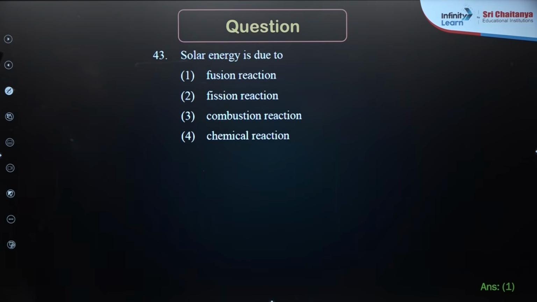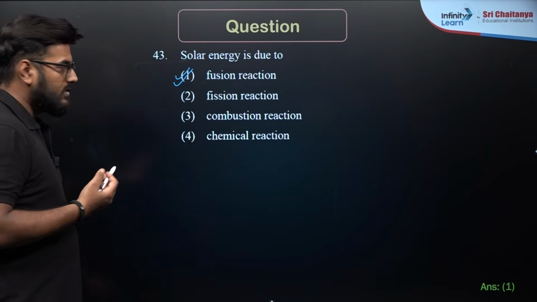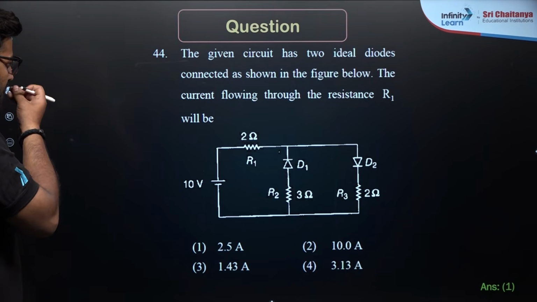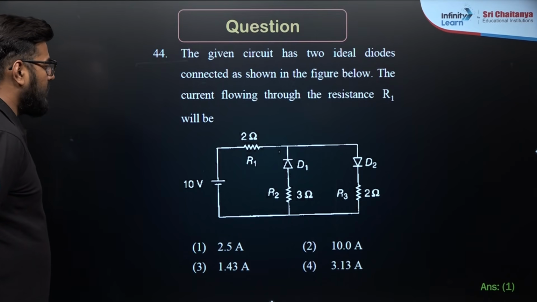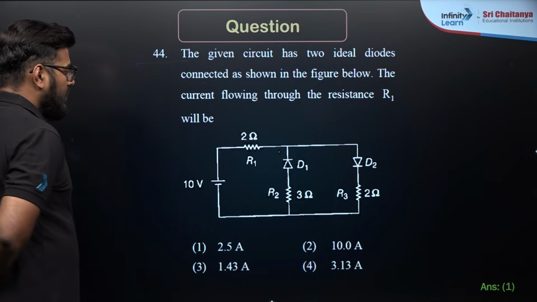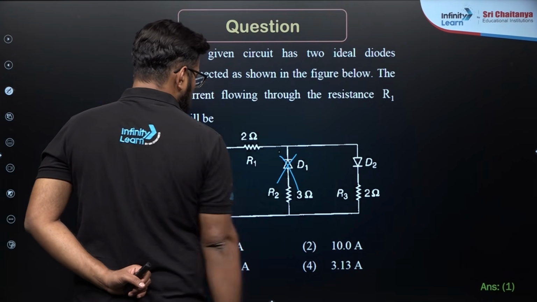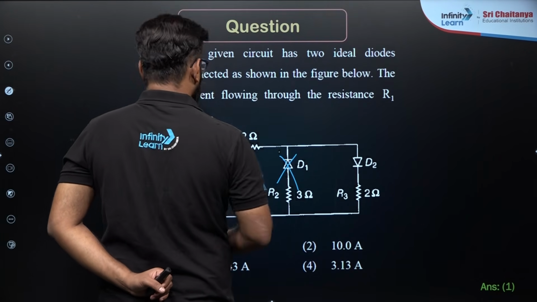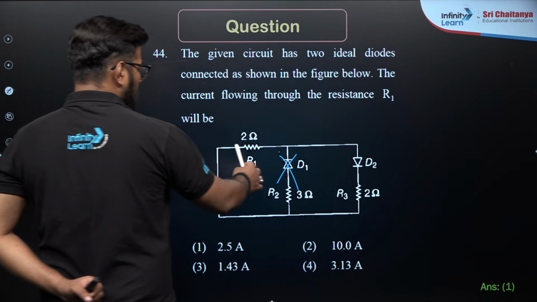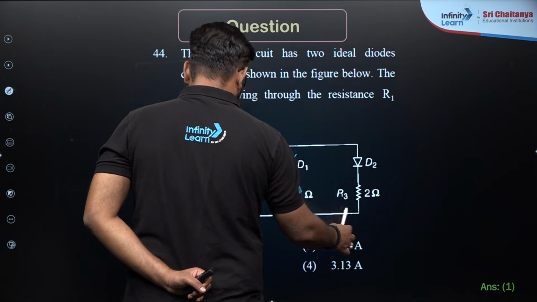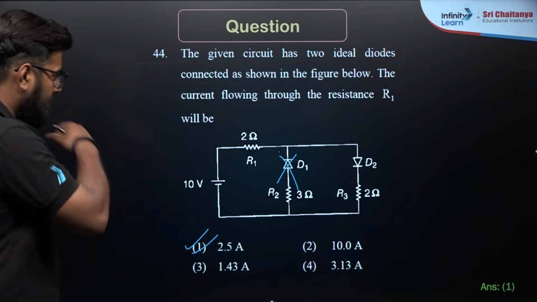Solar energy is due to the fusion reaction which is taking place on the sun. The given circuit has two ideal diodes connected as shown in the figure. The current flowing through the resistance R1 will be. So here you are going to consider them as ideal diodes. That means no current will flow through this because this is in reverse biasing. The current will flow through this. So the current flowing through resistance R1, where is R1? Over here. So 2 and 2, correct? So 10 upon 4, which is 2.5 ampere. Option number 1 is correct.